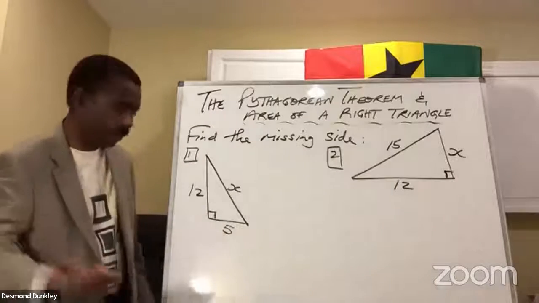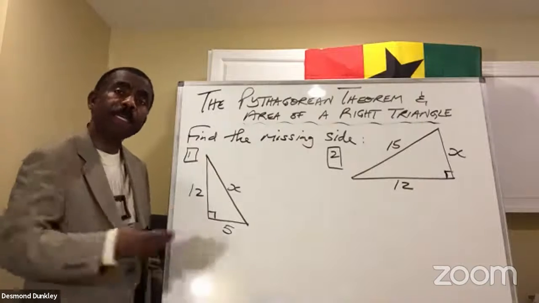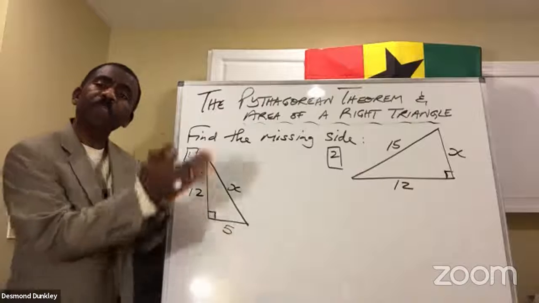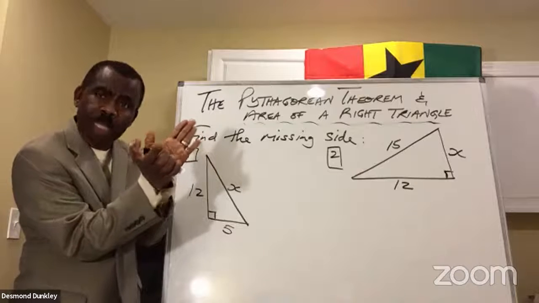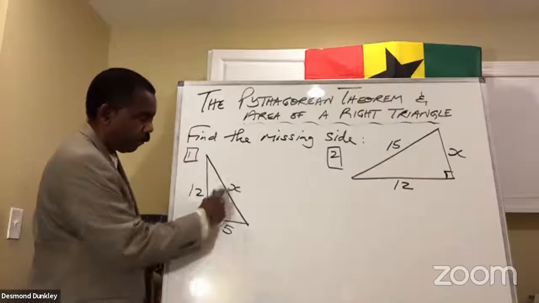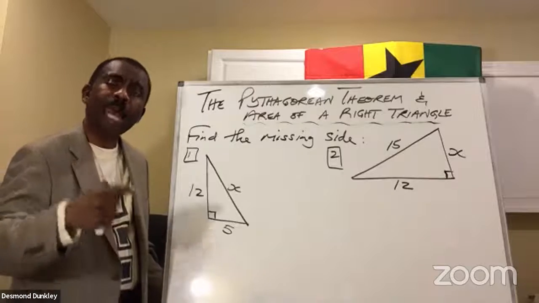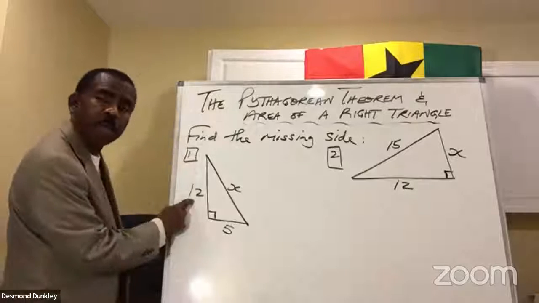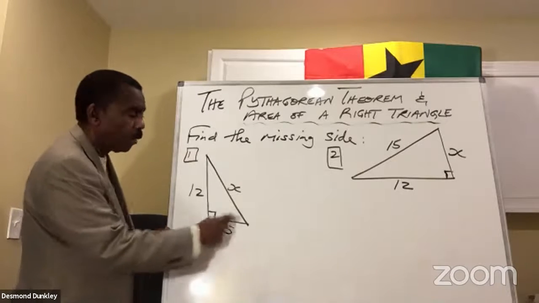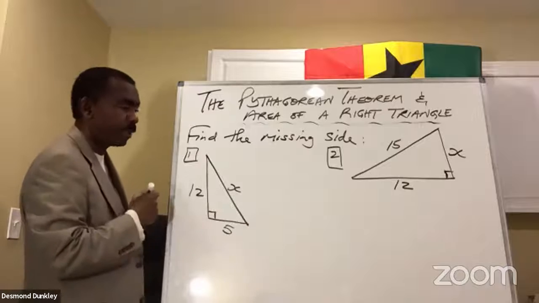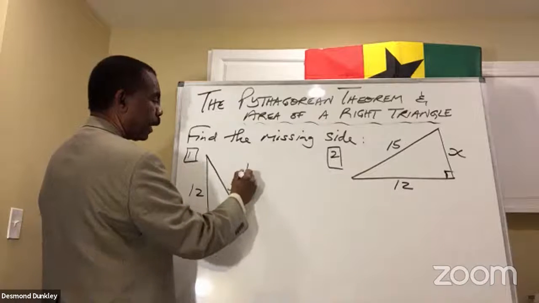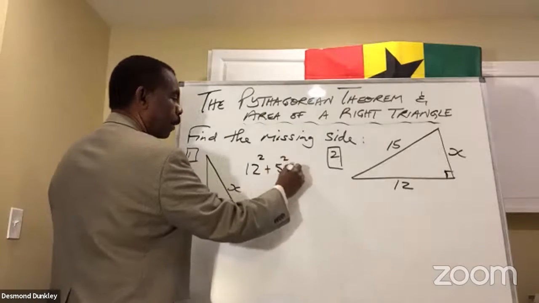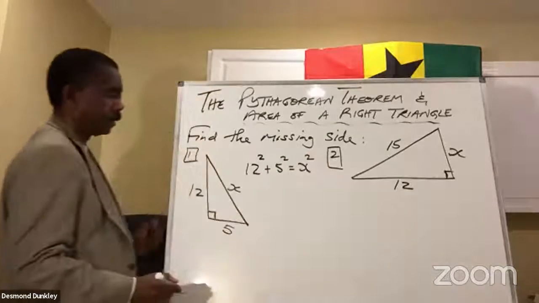What are we given? This 12 is a leg. This 5 is also a leg, because the two legs form the 90 degrees. And of course, the one that is missing is the hypotenuse. So according to the Pythagorean theorem, this squared plus that squared will always be equal to that squared. So we can say, okay, 12 squared plus 5 squared is equal to x squared.